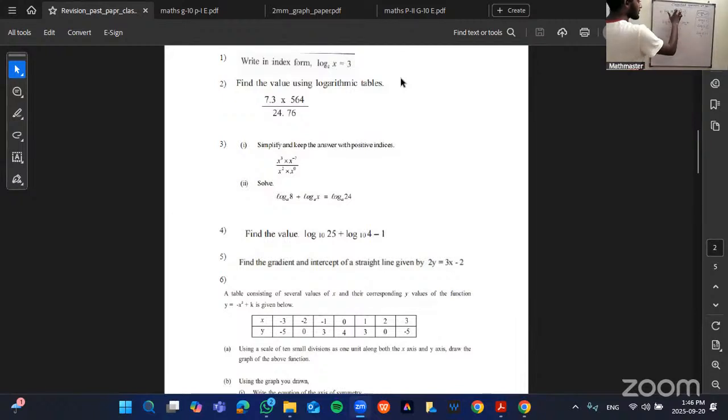4th one, the question says, log 10 25 plus log 10 4 minus 1. That is the question that they're given. Now we can't simplify this at once.